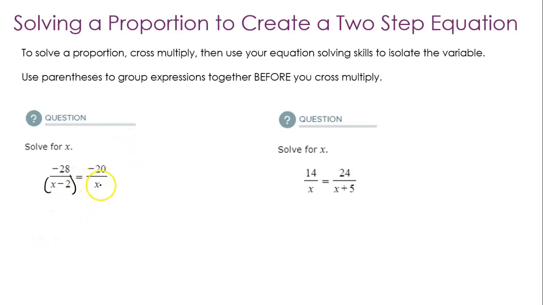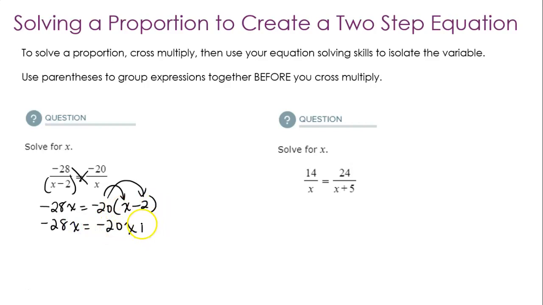Notice now that we have two variables. It's not going to change how we solve this. We still cross multiply. Negative 28 times x is negative 28x. That's those two together. And then we're doing negative 20 times x minus 2. We still distribute to get rid of the parentheses. So that's negative 28x equals negative 20x, and then negative 20 times negative 2 is positive 40.